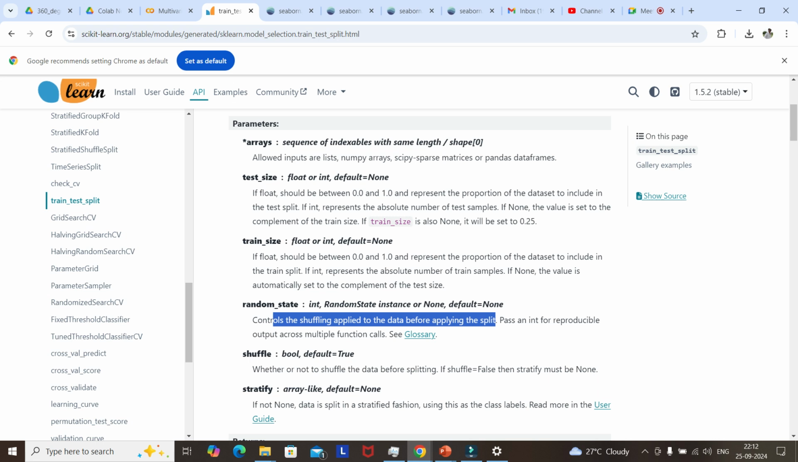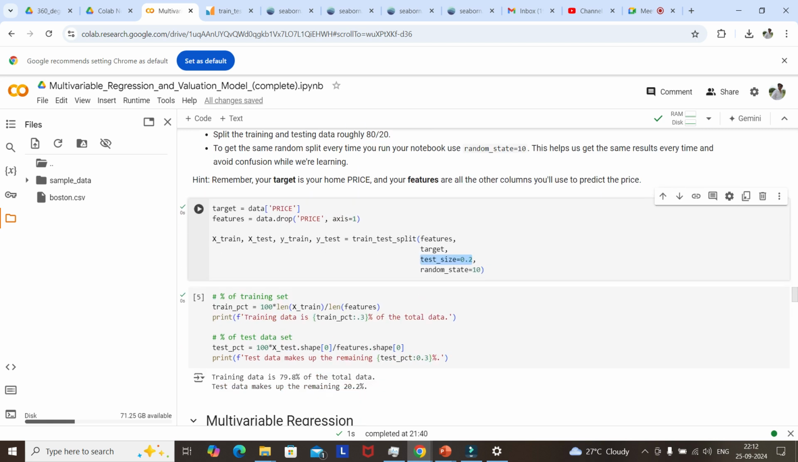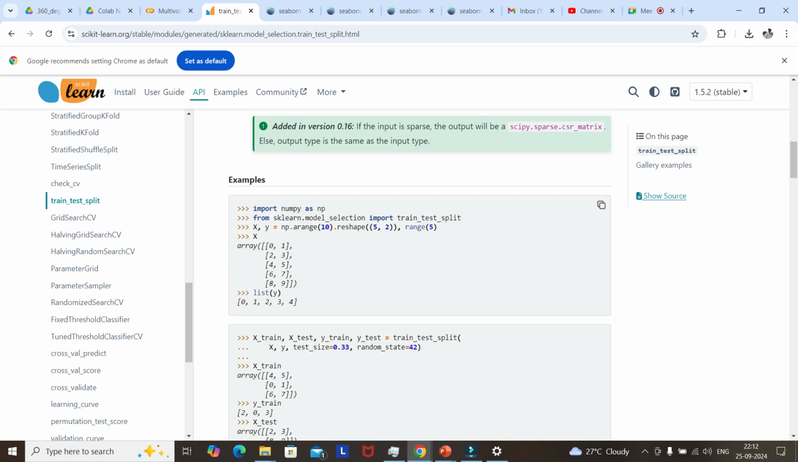For example, there are indexes, right? There are 506 data rows. Whenever it shuffles, the indexes will change. So whenever it is splitting, it splits depending on our random state. So this method will output the four variables we have already seen.